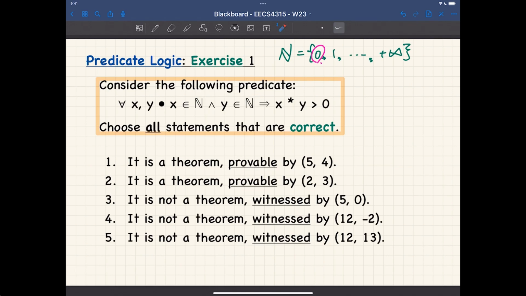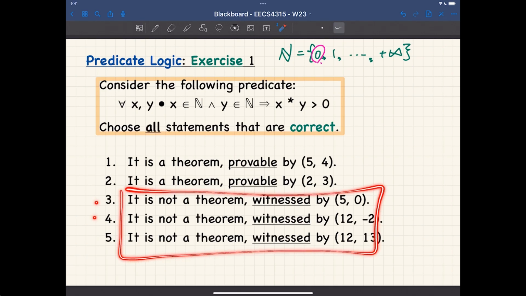Already, okay. Guys, first of all, do we agree if that's a theorem or not? Not a theorem. Okay, good. Not a theorem, first of all. So only 3, 4, or 5 potentially can be right, right? So now, is number 3 okay?